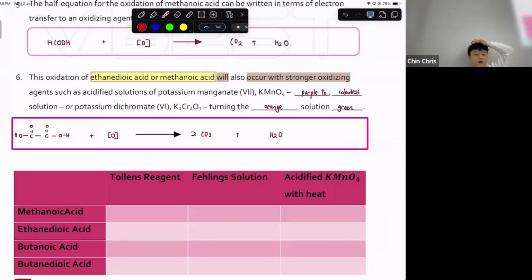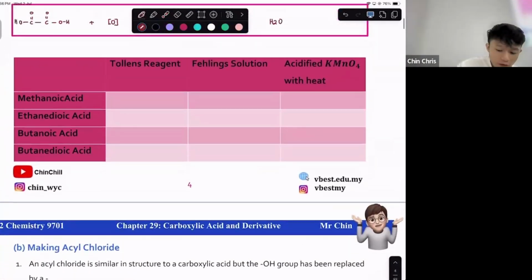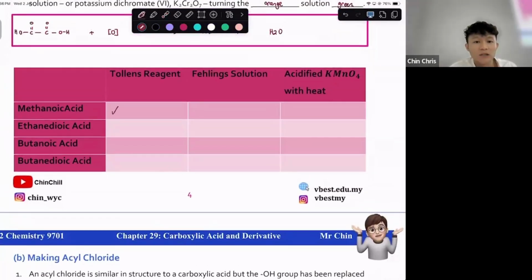I want you guys to tell me, if I take methanoic acid with Tollens' reagent, is there any reaction? Methanoic acid, yes, there will be a reaction. So what is observed? Silver mirror, right? With Fehling's solution? Yes, correct. KMnO4? Is there any reaction? Colorless, right? Good job. Remember what it forms? It's CO2 and H2O, yeah?